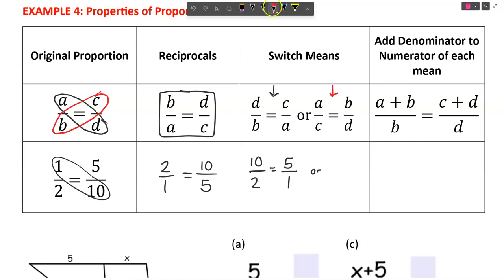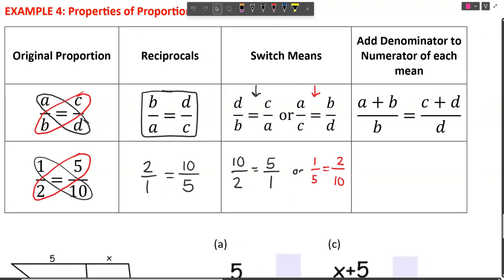But if I wanted to switch the other cross product instead, that means I would leave the 1 where it was, I would leave the 10 where it is. If we switch the 5 and the 2, we would get 5 on the bottom here, 2 on the top here. And as you'll see, 1/5 is indeed equal to 2 over 10. So when you're setting up a proportion, if you write it as a reciprocal, or if you write it where only one of the two cross products switches, you would create a viable situation.